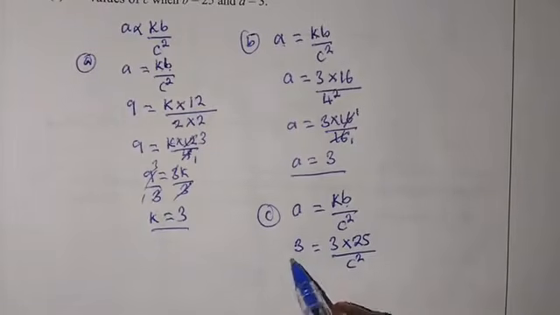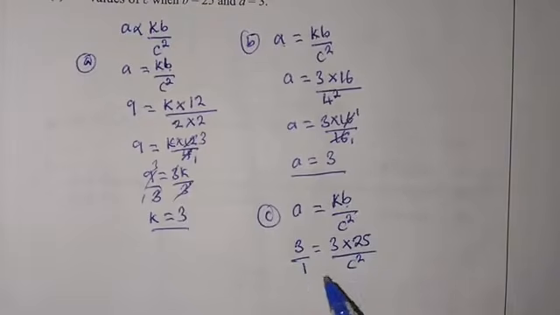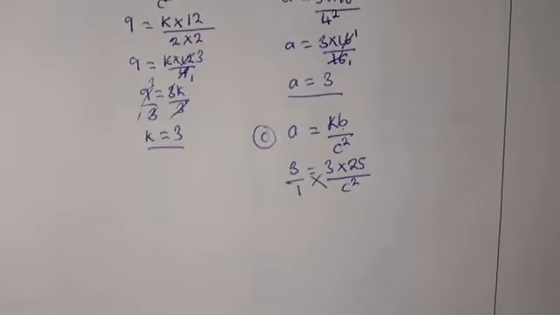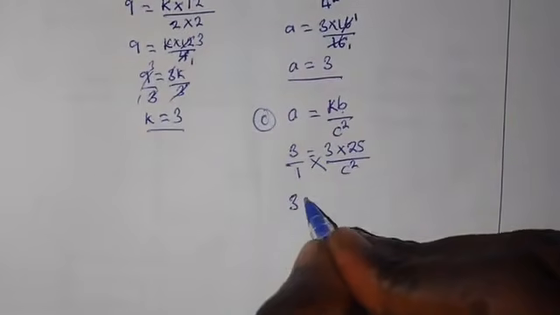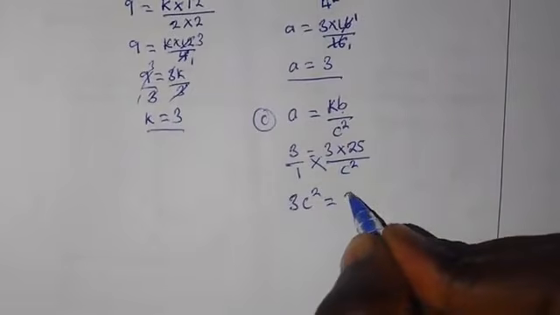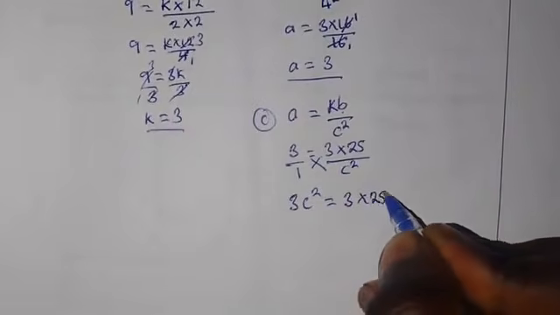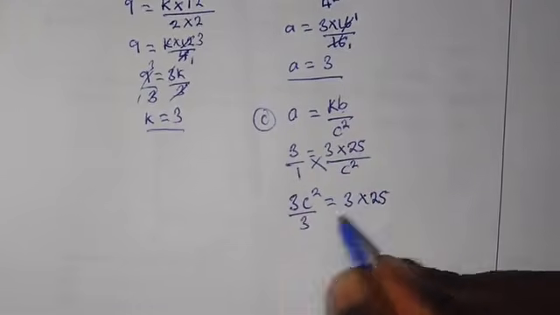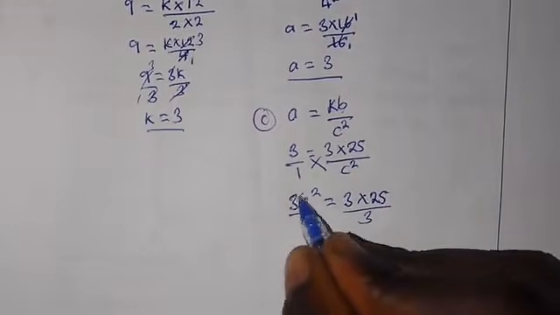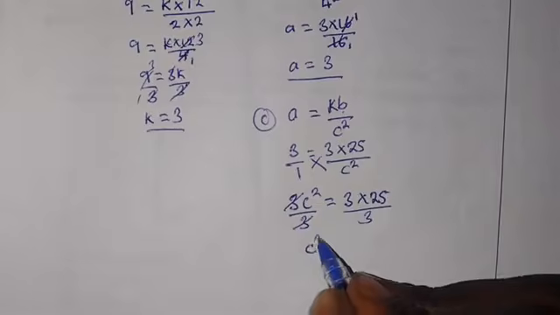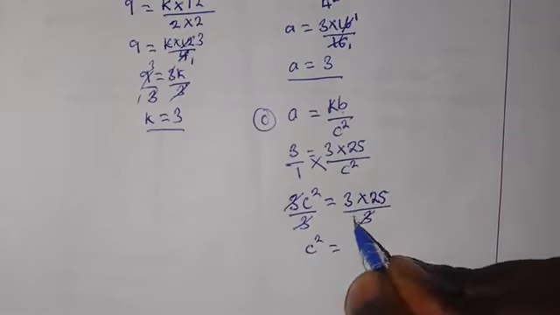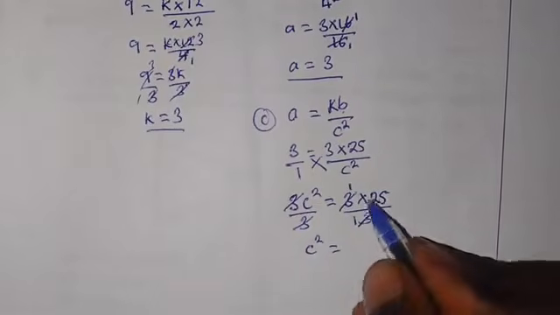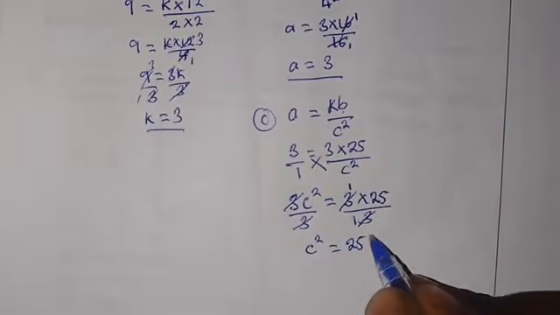So what are we going to do? We can do this. We divide by 1, then we cross multiply. 3 times C squared. We are going to get something like this. 3C squared is equal to 3 times 25, because this we multiply by 1. So we divide by 3, even here we divide by 3. So this and this will cancel. C squared is equal to this here 1, here 1. So 1 times 25, you get 25.